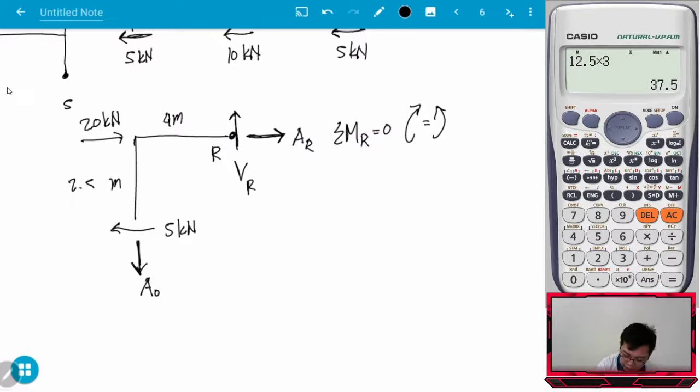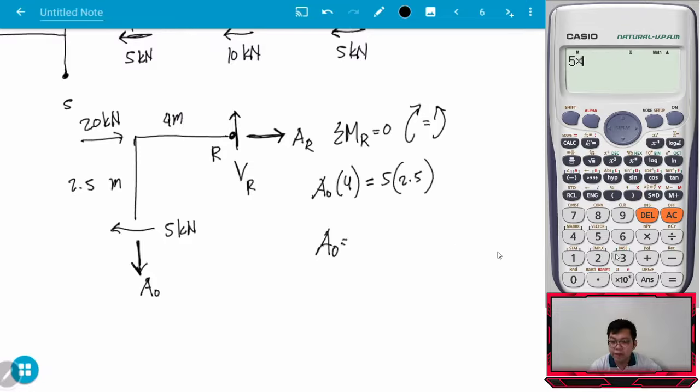Yan, 2.5M. Okay? So, sige, sama tayo ng moment sa R. So, clockwise. Ano yung clockwise moment, guys? You have AO, no? AO multiplied by 4. That is actually the clockwise moment. Ano yung counterclockwise moment? The counterclockwise moment is actually caused by 5. That is actually equal to 5 times 5 times 2.5. Okay? So, therefore, AO simply equal to, pwede kayong gumamit ng calculator, no? So, 5 times 2.5 divided by 4. Yan. So, you have AO na 3.125 kilonewton.